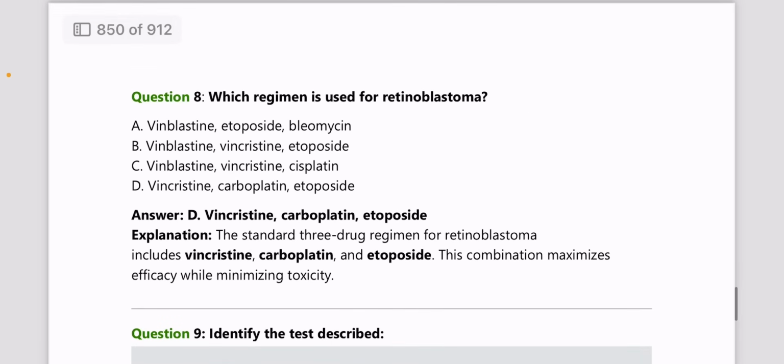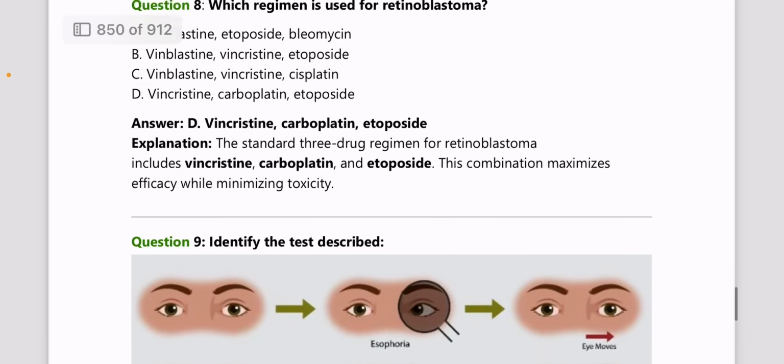Next, which regimen is used for retinoblastoma? Again, a direct question. Answer is vincristine, carboplatin, and etoposide. This is a standard 3-drug regimen for retinoblastoma, and this combination maximizes the efficacy while minimizing the toxicity.